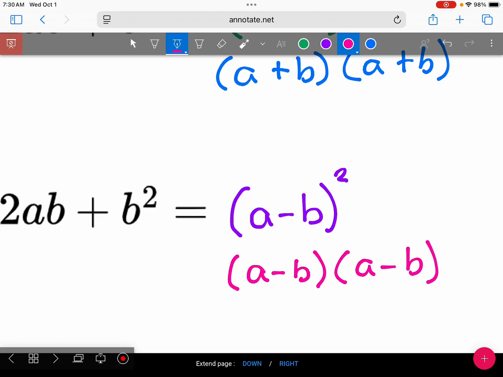That's when we're going to have a matchy. So if we have them both with pluses, that should have 3 terms. If we have both with minuses, it should have 3 terms. We have 1 plus 1 minus, only 2 pieces, only 2 terms.